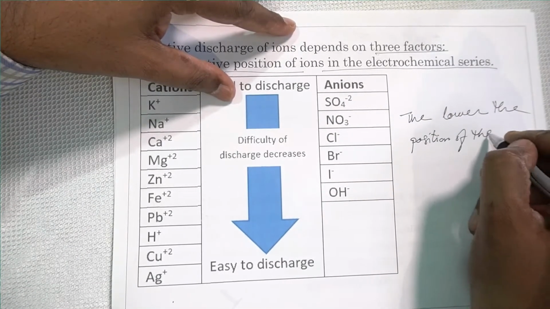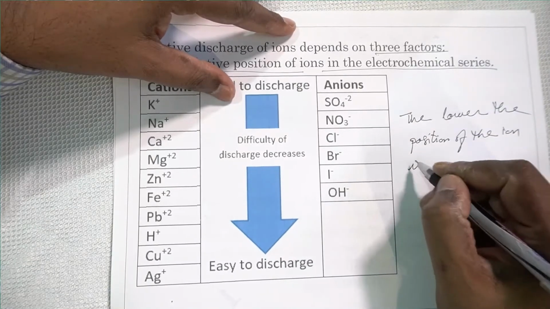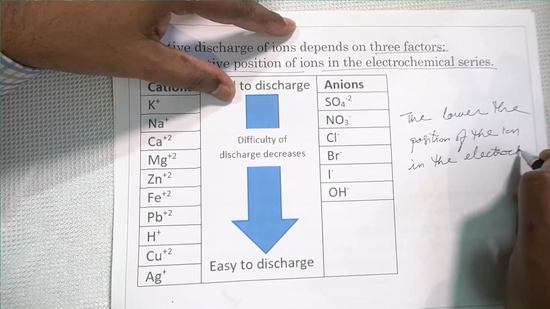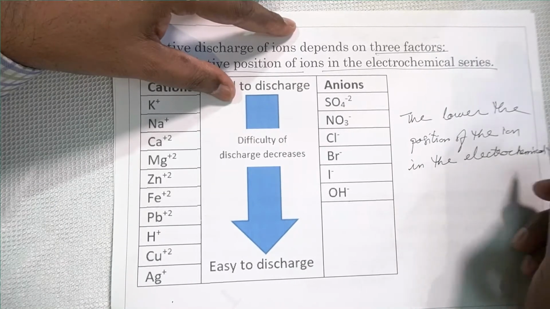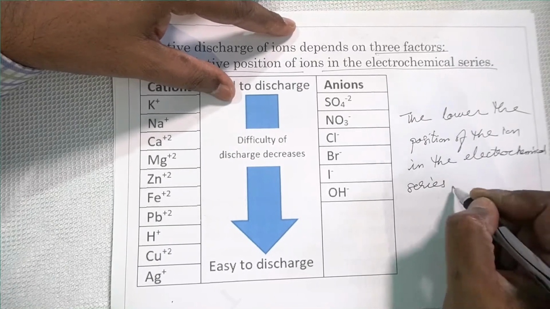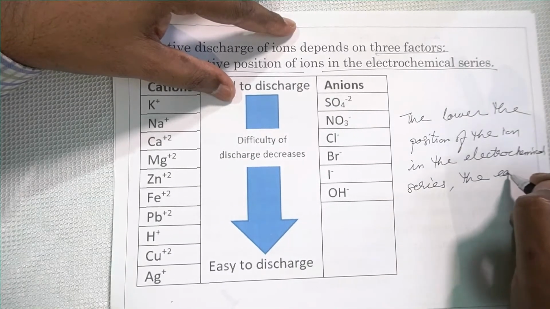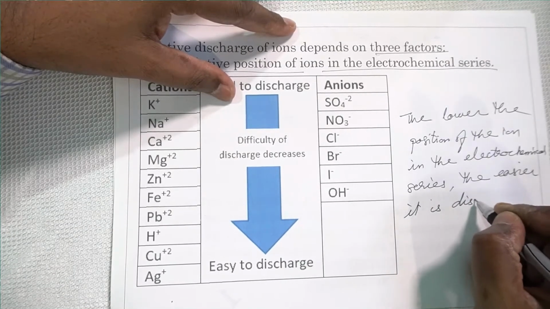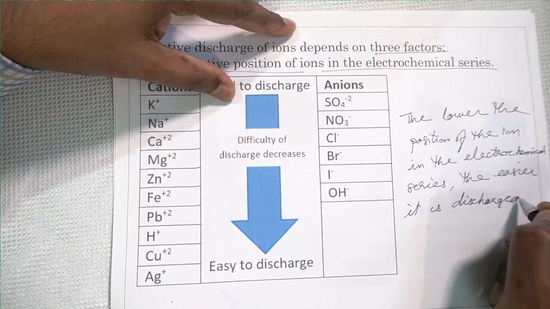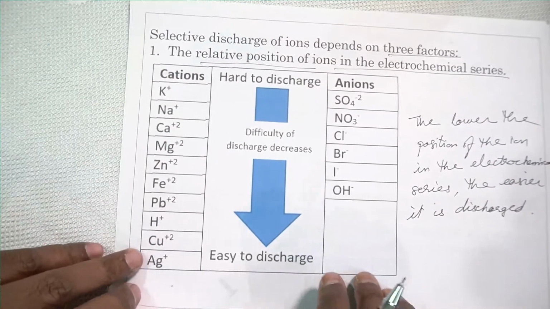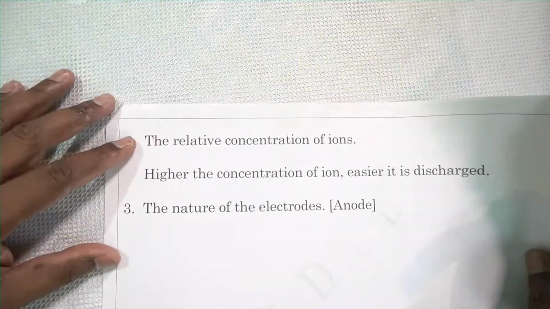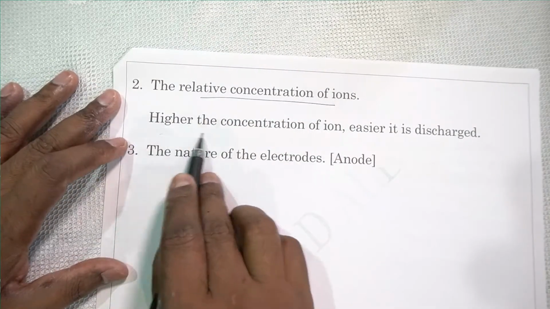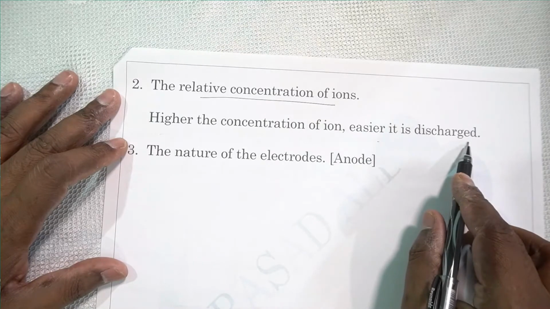of the ion in the electrochemical series, the easier it is discharged. Okay, so I think you understood this part. Now the second factor is the relative concentration of the ion. The higher the concentration of the ion, easier it is discharged.